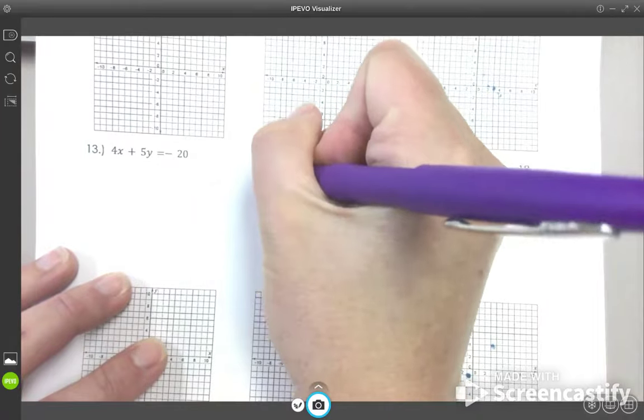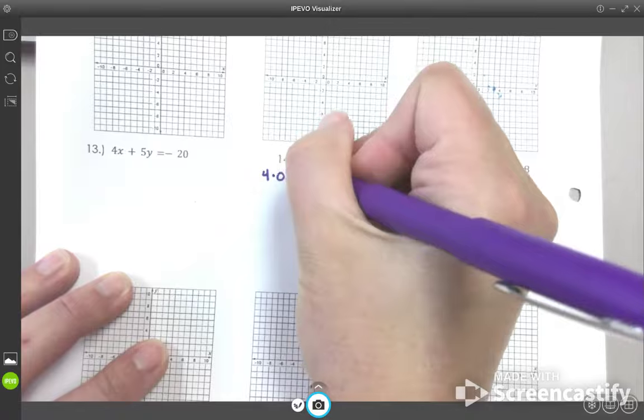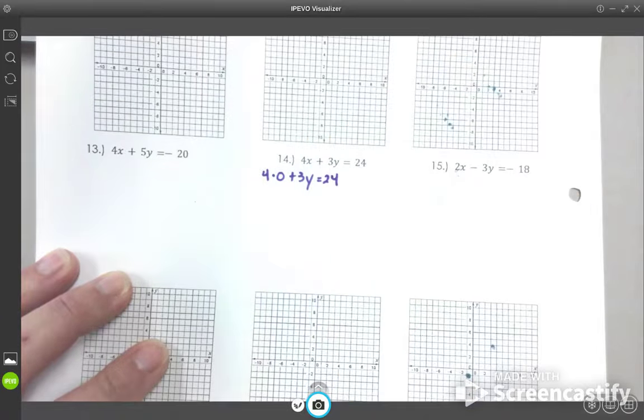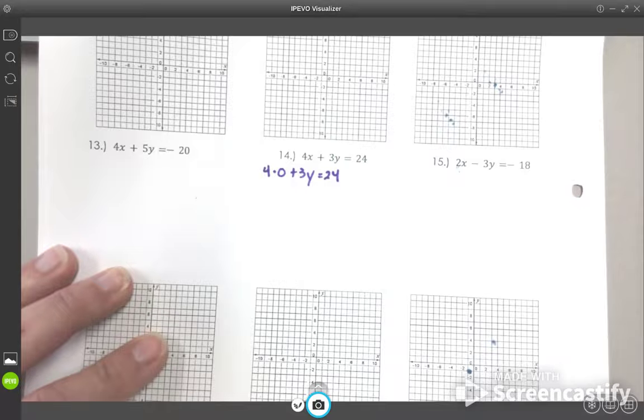So one of my problems, I'm going to plug in 0 for x first. So 4 times 0 plus 3y equals 24. And for the first time doing this, I'm showing all of my work. Most of you, probably even by the end of class or end of class tomorrow, will shortcut this work.